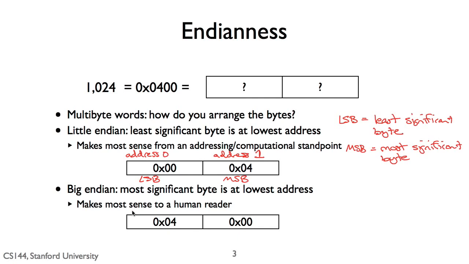It turns out that from a computational architectural standpoint, this can make the most sense. The other option is Big Endian, where the most significant byte is at the lowest address. Big Endian makes more sense to a human reader reading left to right, because it's how we write numbers, with the most significant digits first.